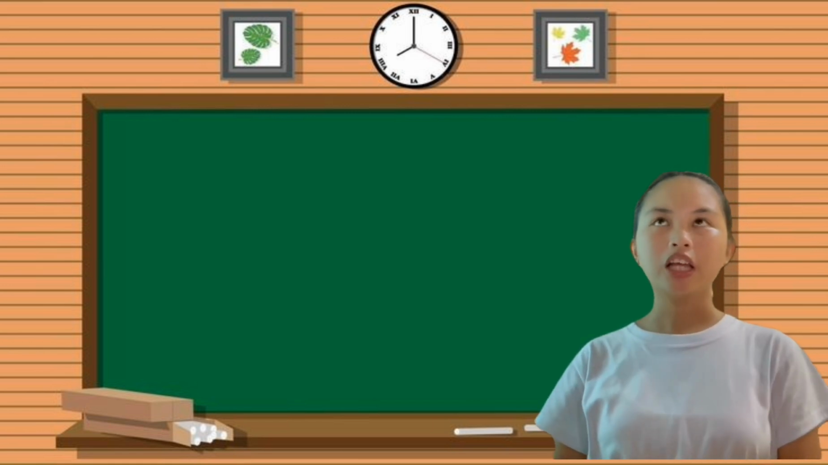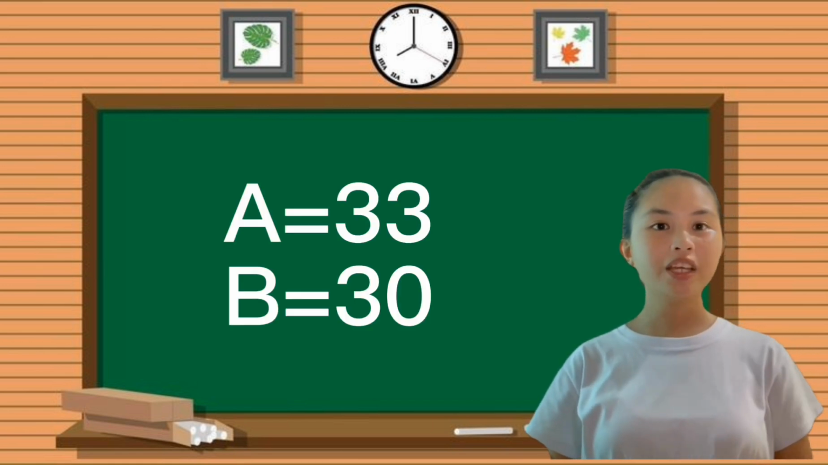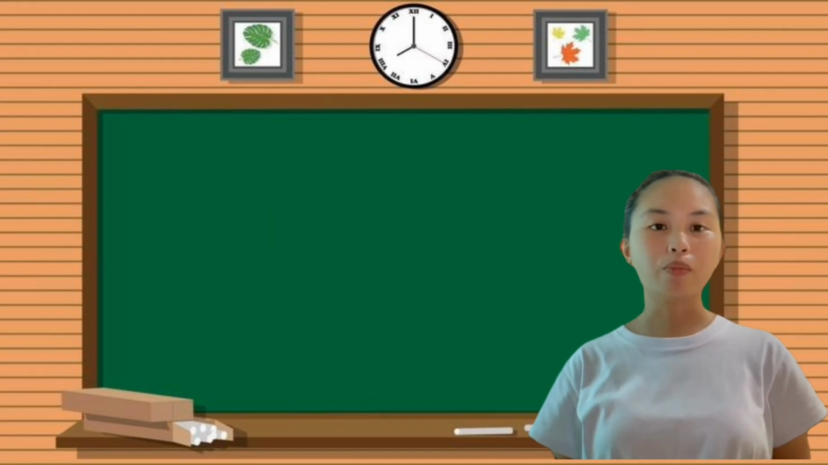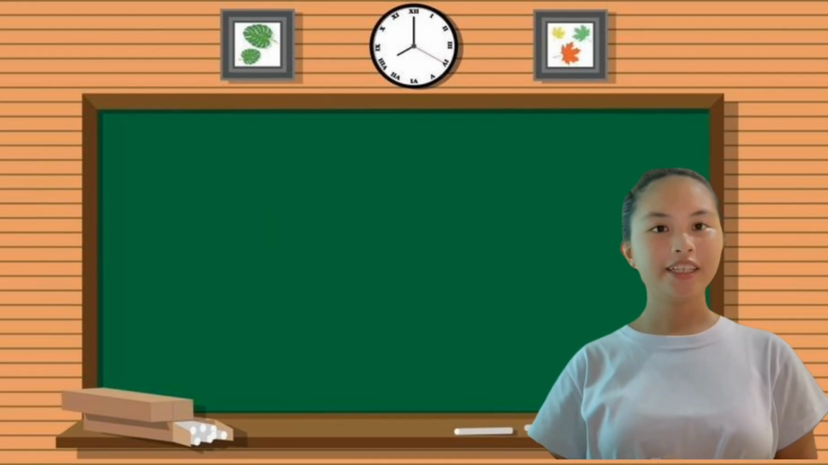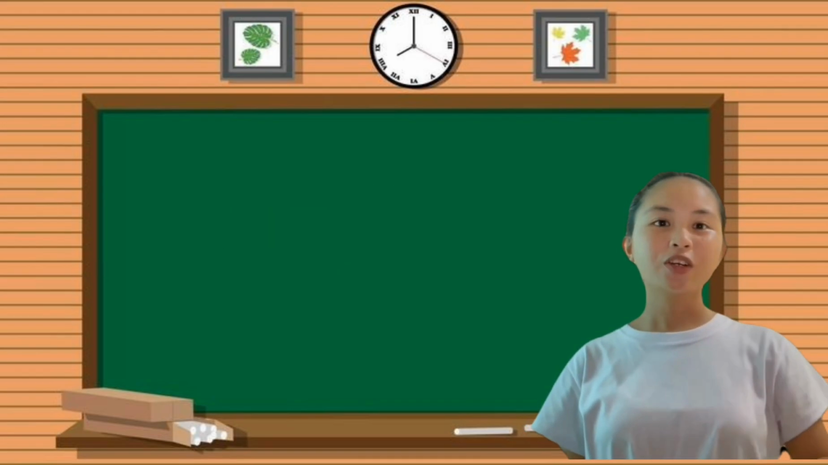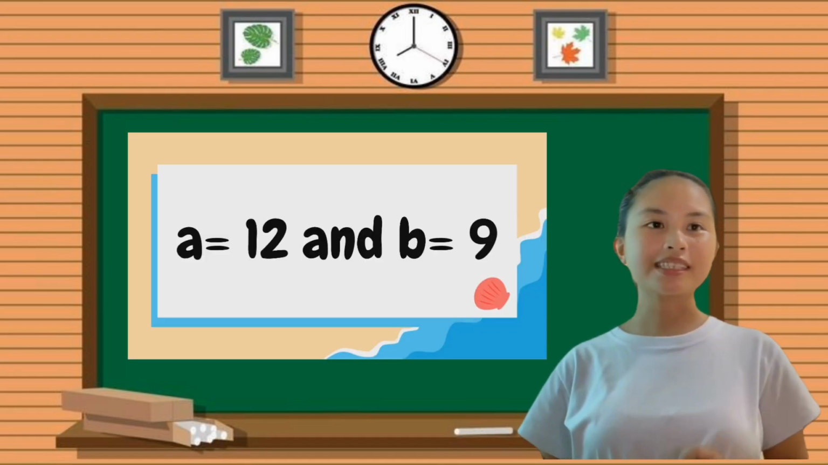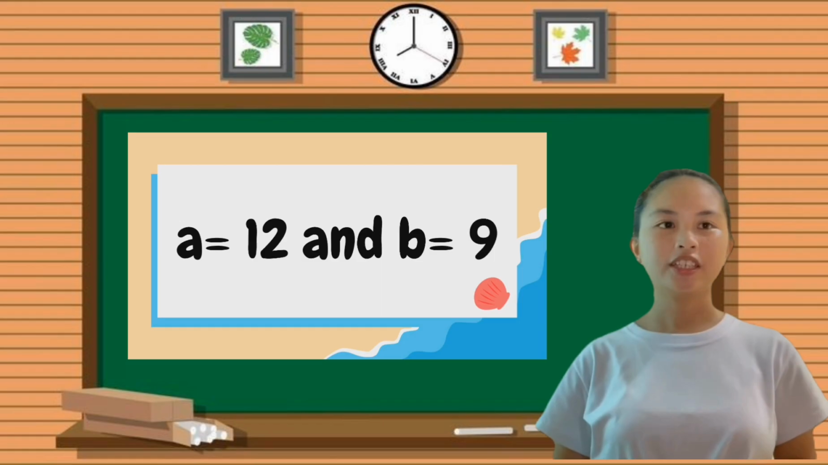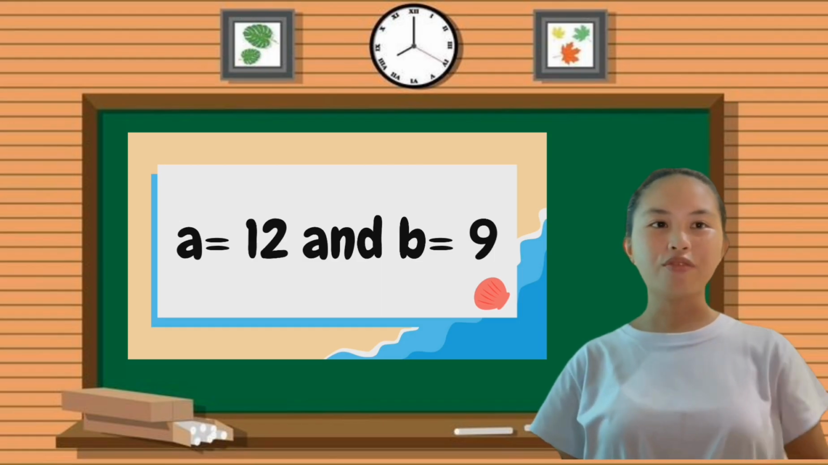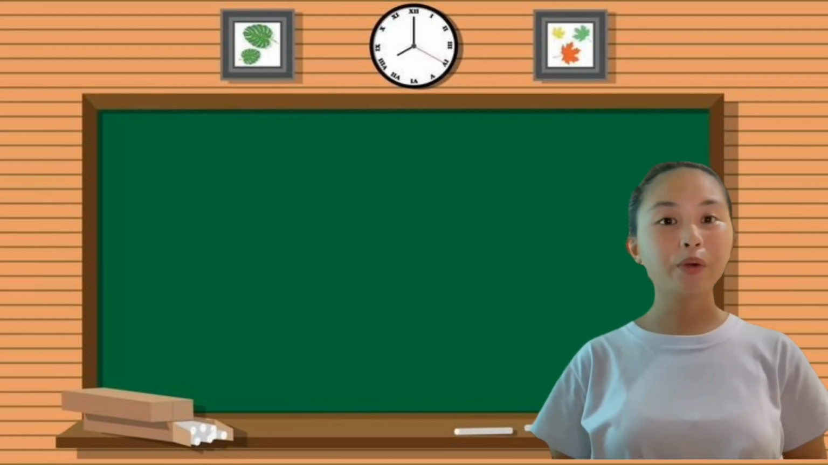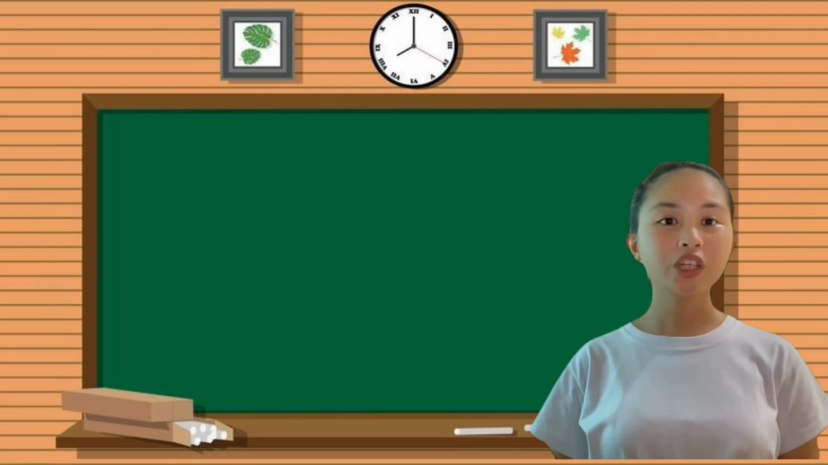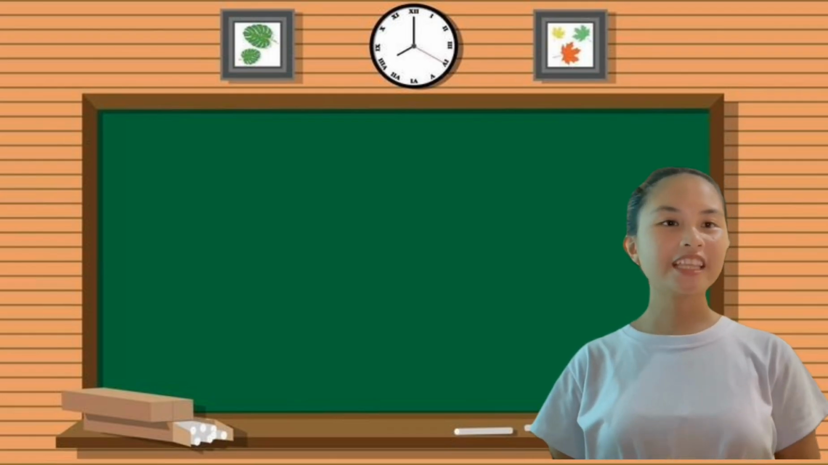For example, if A is 33 and B is 30, what is the correct format if we apply the formula? Yes? Good job! Another example, if A is 12 and B is 9, who wants to answer? Yes? Very good. So this is where we can apply the formula of commutative property. I will present another slide.